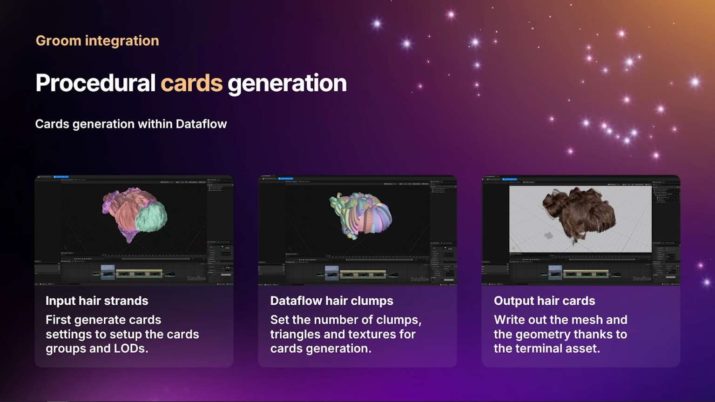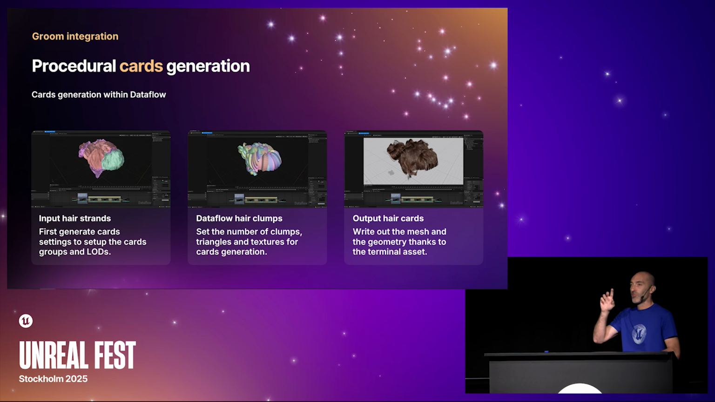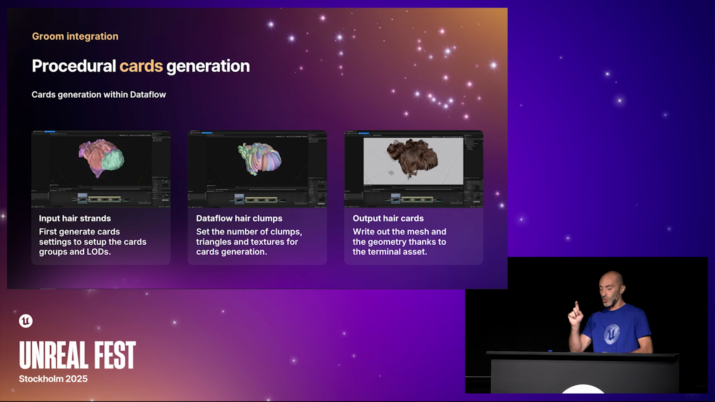Once we had that in place, we started to integrate some nodes to have some features in Dataflow. One of the first things we tried to tackle was card generation. I don't know if you have ever used it, but there's an option in Groom where you can generate cards out of the strands, just to build some LODs. But the current pipeline is that you have a button in the Groom asset, and you just press the button.